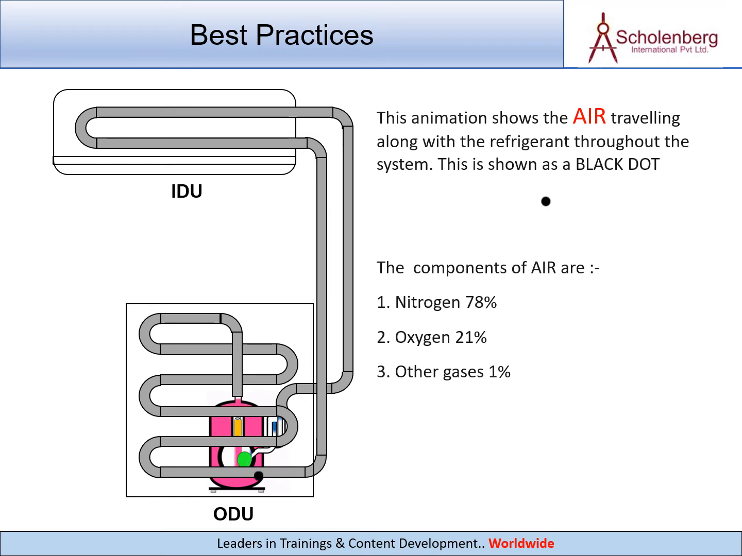This animation shows the air traveling along with the refrigerant throughout the system. This is shown as a black dot. The components of air are: 1. Nitrogen 78%, 2. Oxygen 21%, 3. Other gases 1%.